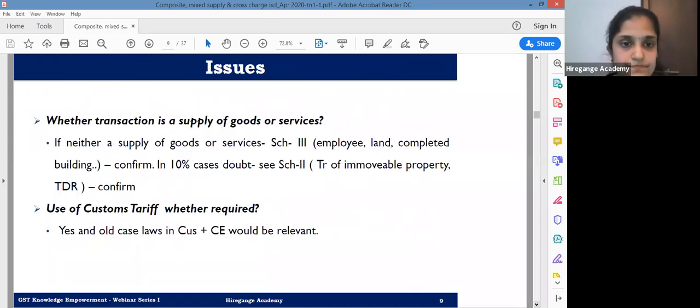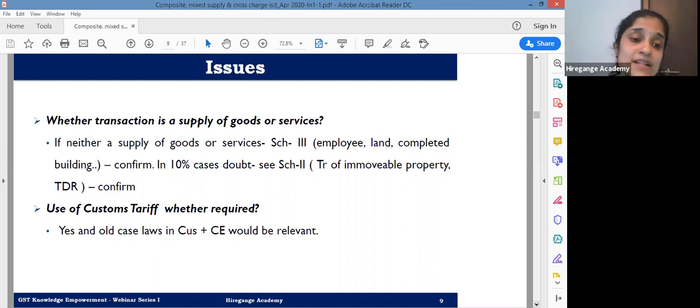Next, some other issues in the context of multiple supplies. We need to see, first of all, is there a supply of goods or services before we go to the issue of multiple supplies of goods and services or both. Because sometimes there may be a scenario, like I said earlier, wherein it's only a transaction of supply of land. Therein there is no question of GST at all. Just because there is some terminology which is not being correctly termed, there could be doubt. In these kinds of situations, it is always suggested to get a confirmation from an expert.